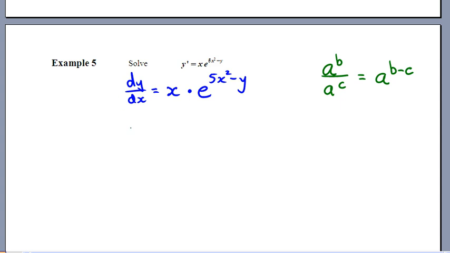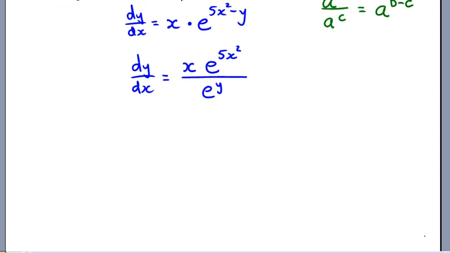So I could actually rewrite their story in anticipation of getting ready to do some separation. I could say, okay, dy/dx is equal to, I'm going to write this as a fraction here. The x is just sitting upstairs. There's an e to the 5x squared, and then it's divided by an e to the y. If you did that division, you would subtract, 5x squared minus y, and just put that as an exponent on the e. So I think that's fine. And now I have the ability to separate it.